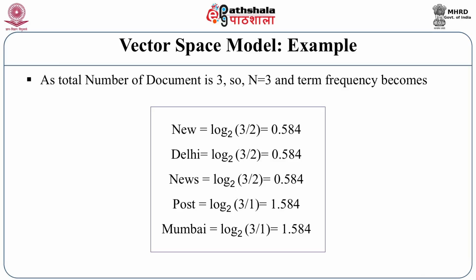Next one is post. Post has occurred only in document 2. So the denominator part of the function will be 1, and the corresponding value will be 1.584. The same is true for Mumbai.